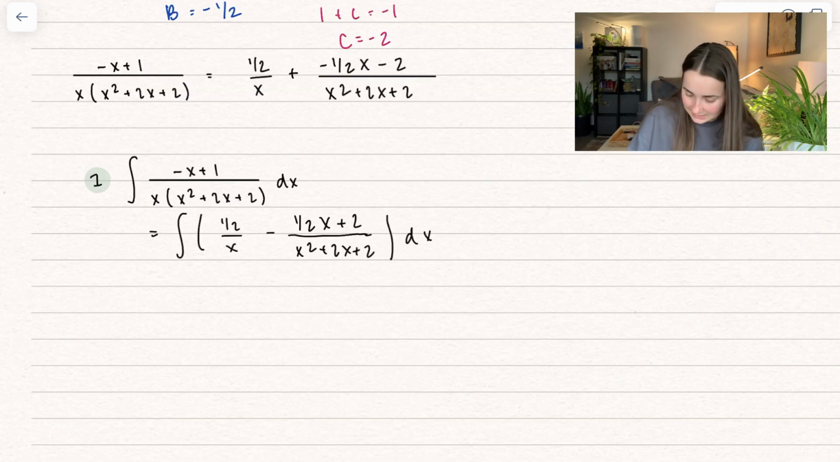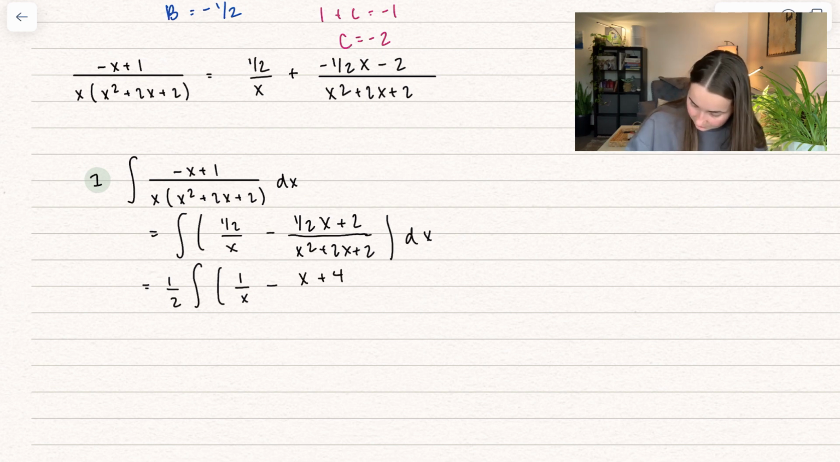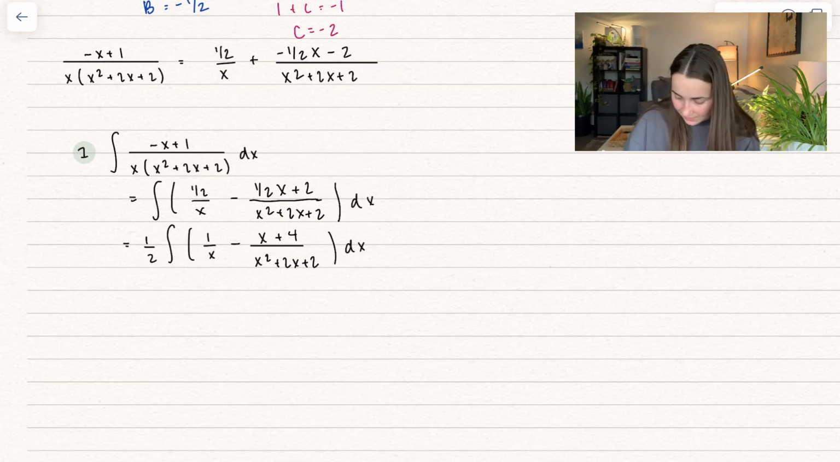So to make this a bit nicer to look at, I'm going to factor out a scalar of 1/2 out of everything. So we get 1 over x minus, when I pull out a 1/2 here, I get x plus 4 now, right? And then that's going to be x squared plus 2x plus 2. So the question is, how are we going to simplify this? Well, we know how to integrate 1 over x dx, right?